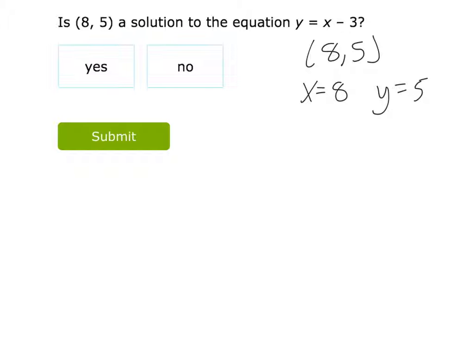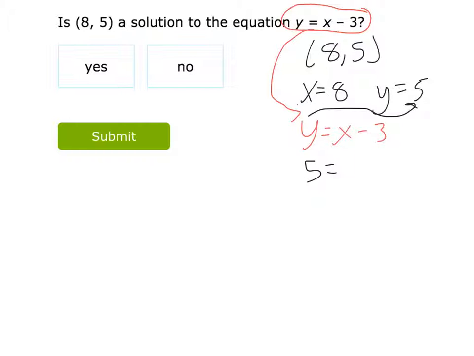So, alright, here we go. I'm going to go ahead and bring down the equation. y equals x minus 3. So y equals x subtract 3. Alright, here we go. So simply plug it in. We have y equals 5. So I got 5 equals x, which is 8 minus 3.